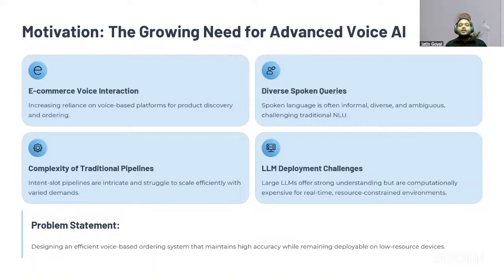At the same time, large language models offer strong semantic understanding, but they are computationally expensive and difficult to deploy in real systems or mobile environments. This motivates the need for an efficient, accurate, and deployable voice-based ordering system.